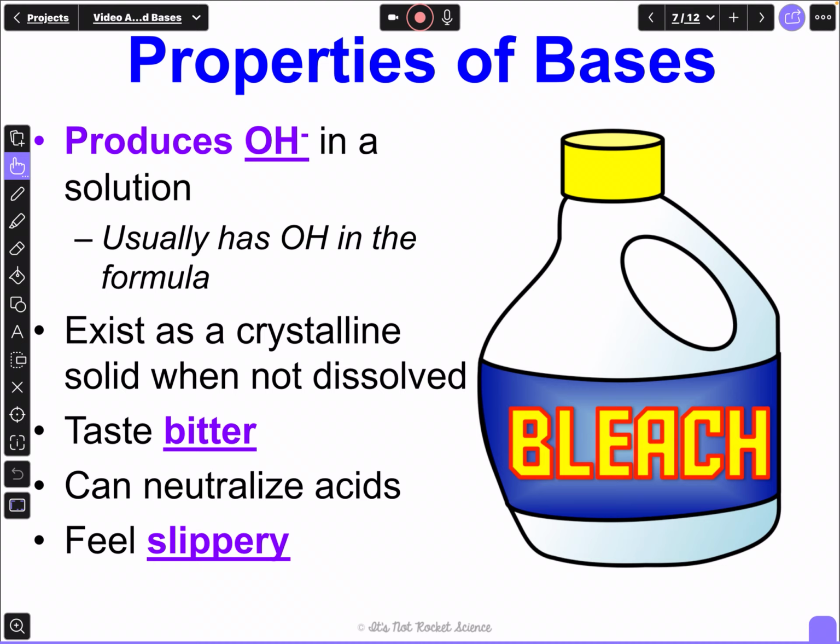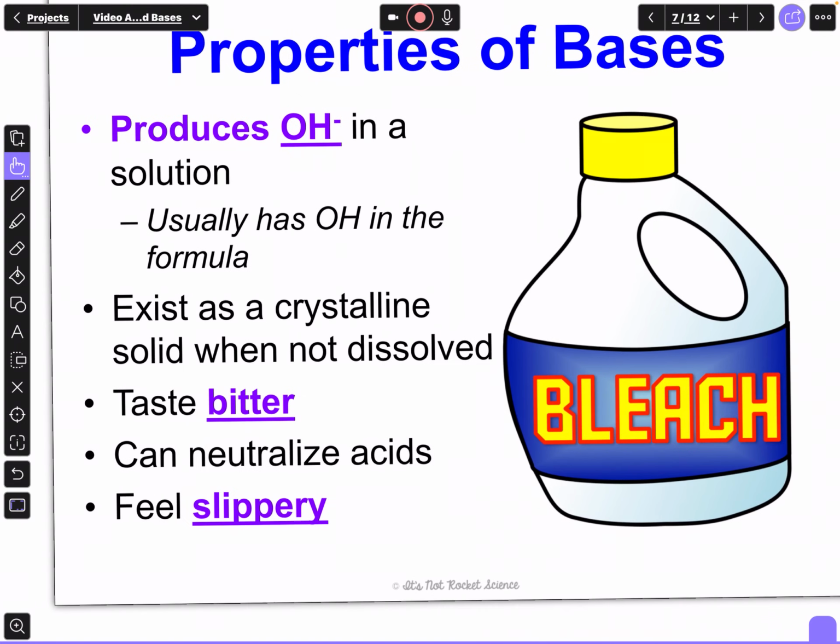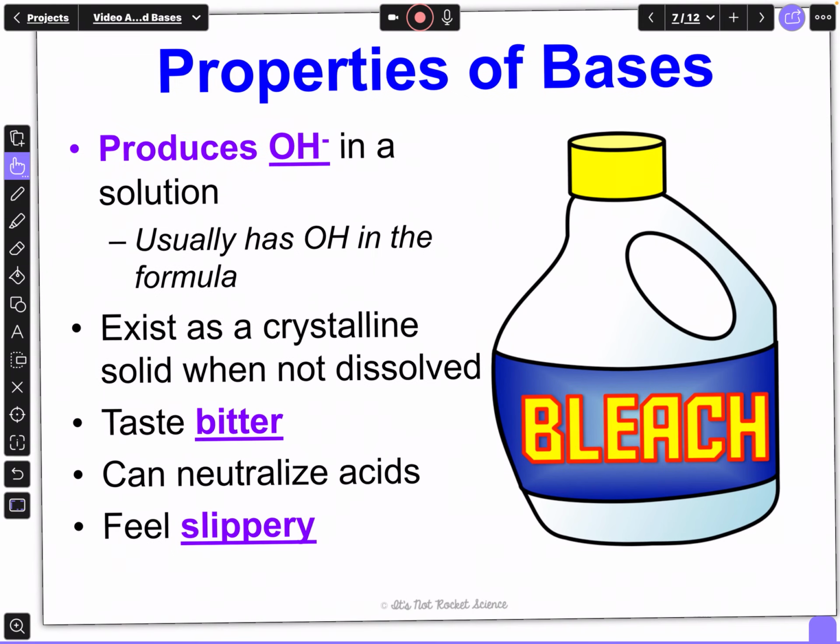All right, so some properties of bases: they produce OH in solution. It usually has OH in the formula. It exists as a crystalline solid when it's not dissolved. It tastes bitter. So, acids taste sour, so bases taste bitter. And they can neutralize acids. If you mix acid and base together, if I had an acid and you put a base in there, it's going to raise the pH and bring it to a neutral pH. And they feel slippery.